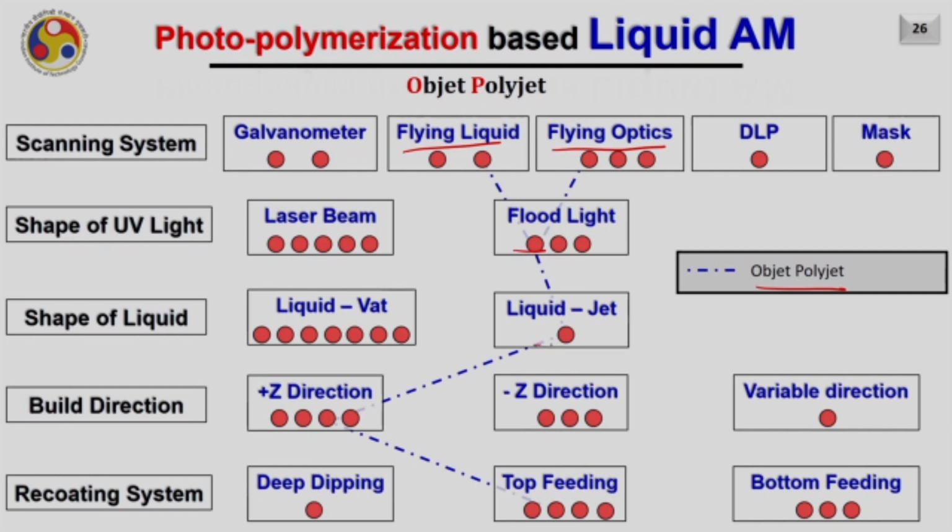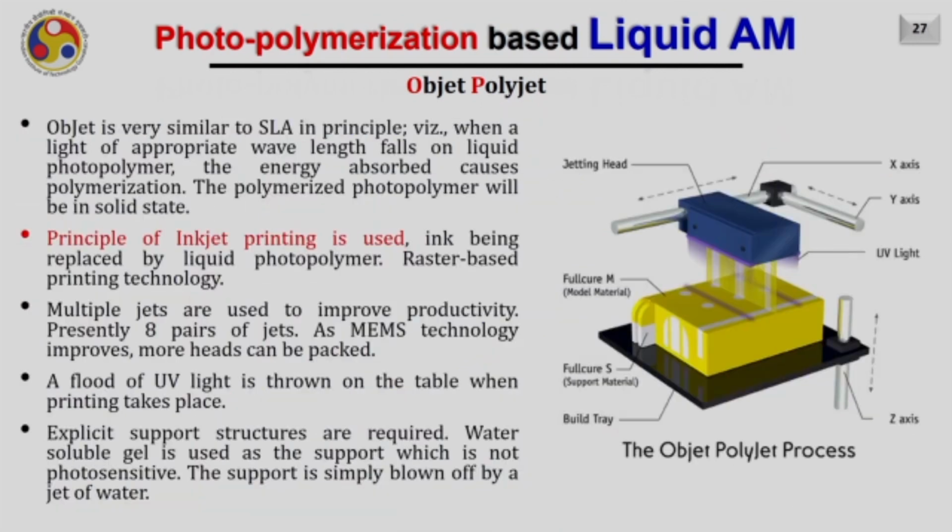We use a liquid jet and build the part in the plus z direction only, and also feed the material from the top. So this is how a typical Objet PolyJet process looks like. Objet is very similar to SLA in principle, namely when a light of appropriate wavelength falls on the liquid photopolymer, the energy absorbed causes polymerization. The polymerized photopolymer will be in solid state later.